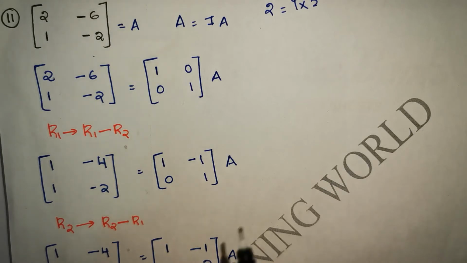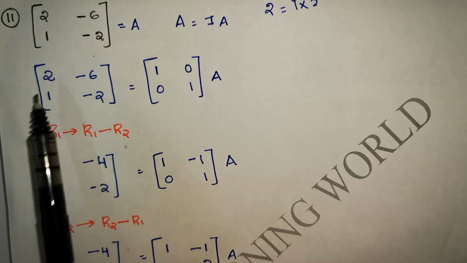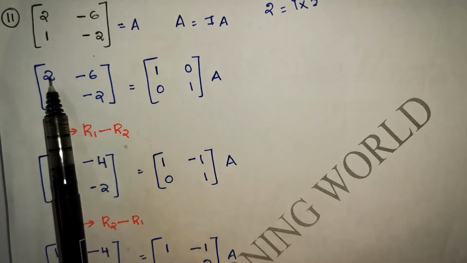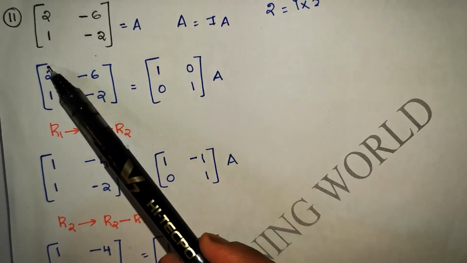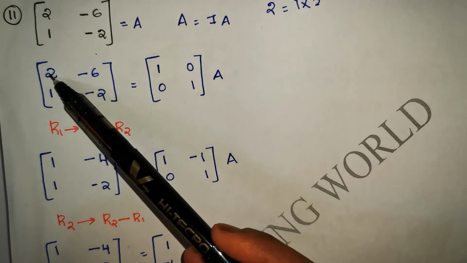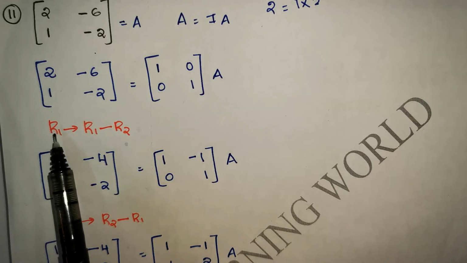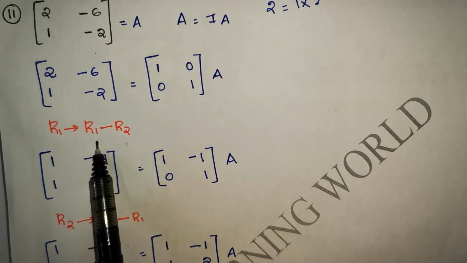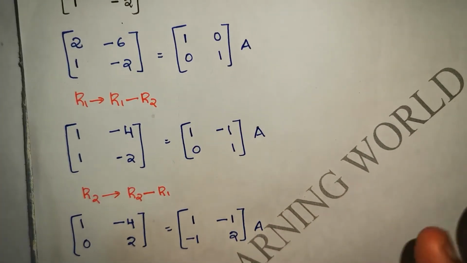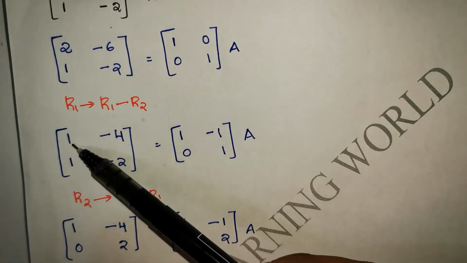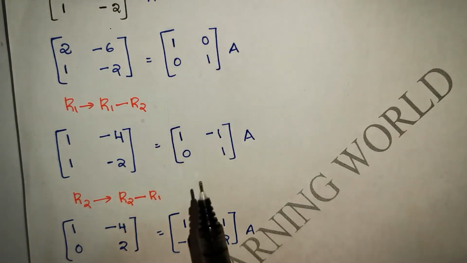Okay students, the first thing I am going to do is, here I can see a 2. If I subtract 2 minus 1, I get a 1 here. I have to make this as 1 0 0 1. So here I am going to make this as 1. For that I can subtract R1 and R2. So I am going to change R1 into R1 minus R2. If I do R1 minus R2, this will become 2 minus 1, 1, and minus 6 minus 2, that is minus 6 plus 2, that is minus 4.